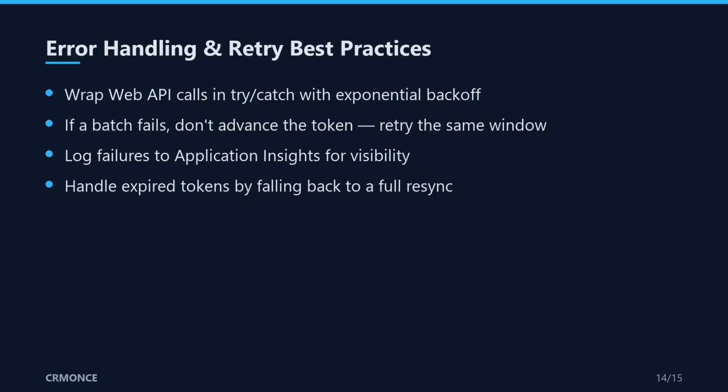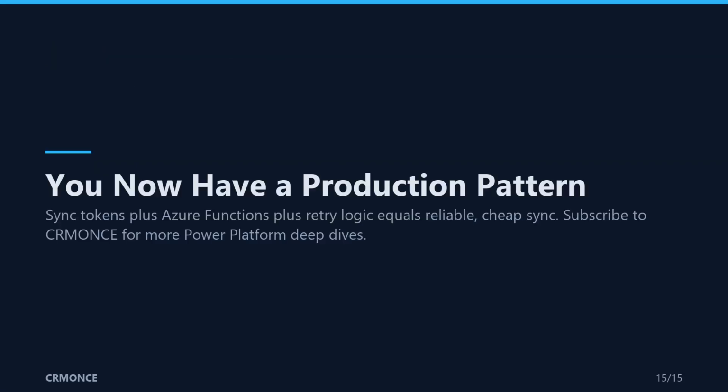And if a token ever expires or becomes invalid, be ready to fall back to a full resync as a safety net. And that's a complete, production-ready incremental sync pipeline. You now understand sync tokens as bookmarks, delta queries that fetch only what changed, entity versioning underneath it all, and how to wire that into a timer-triggered Azure function with durable token storage and a downstream flow that respects deletions and retries safely. This pattern scales from a few thousand records to millions without ever needing a full table scan again.